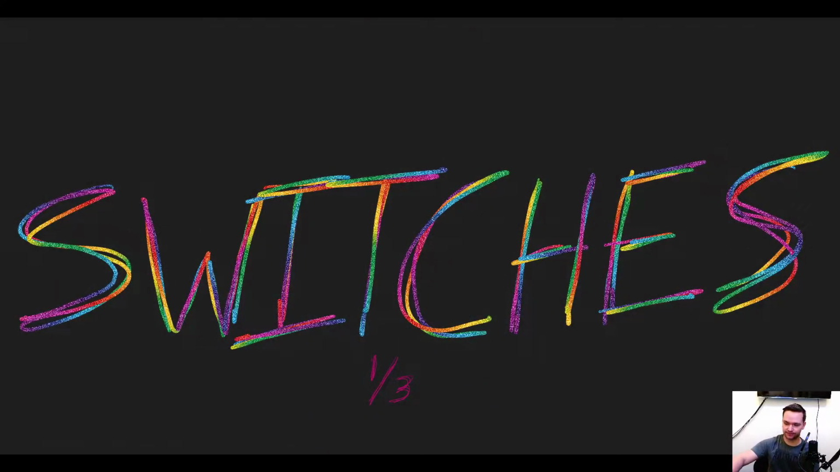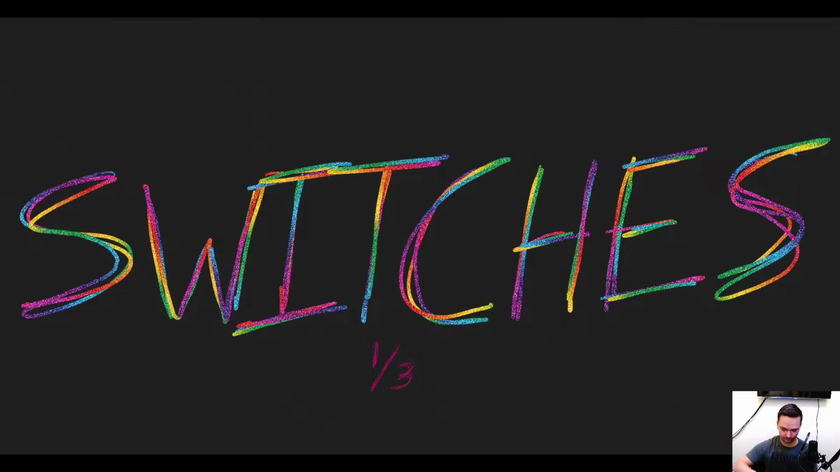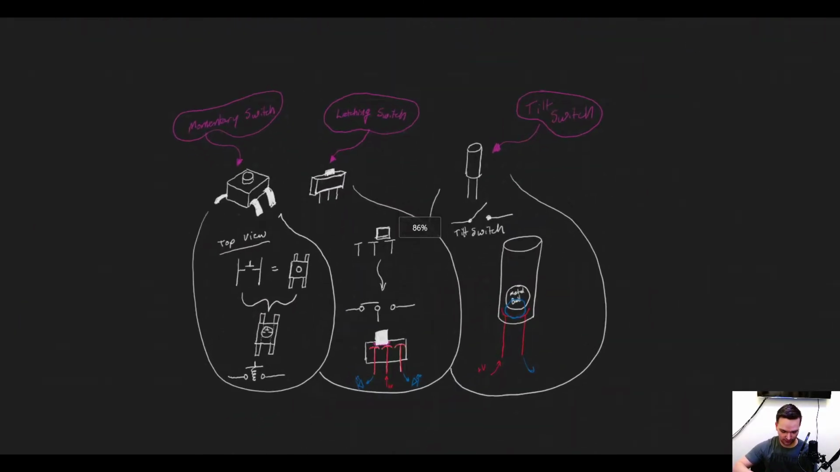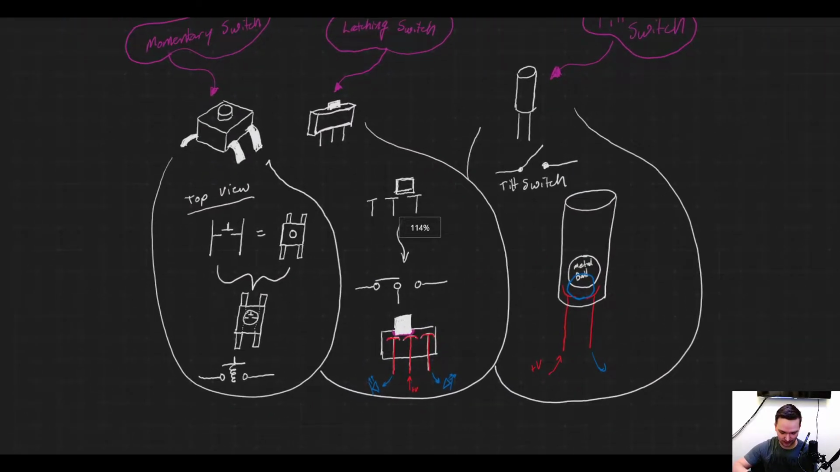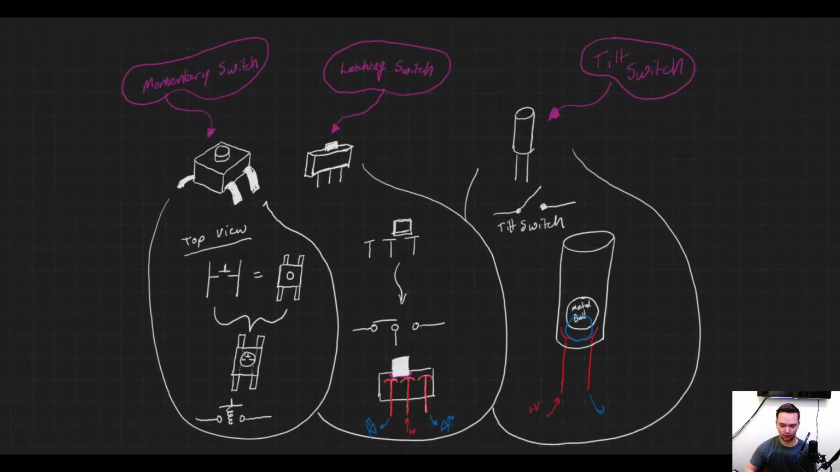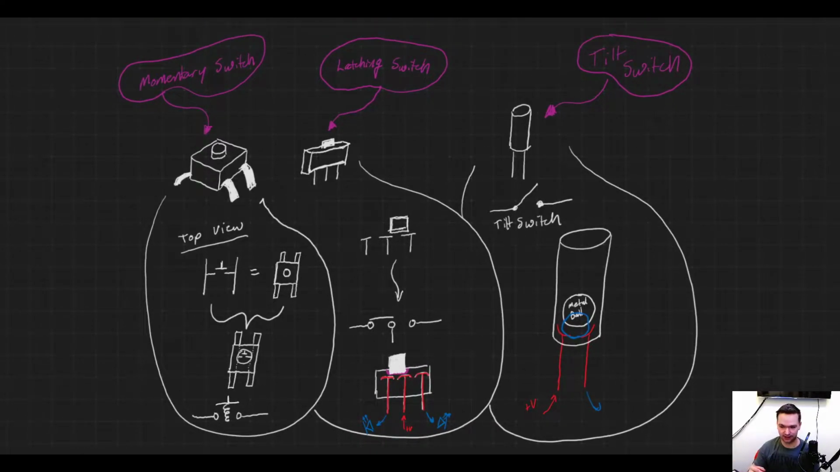All right, so let's get into it. So we are going to talk about switches. Here's the 3 main types of switches that we're going to look at, and we're going to look at what they are and why they work, how they work from the inside out.